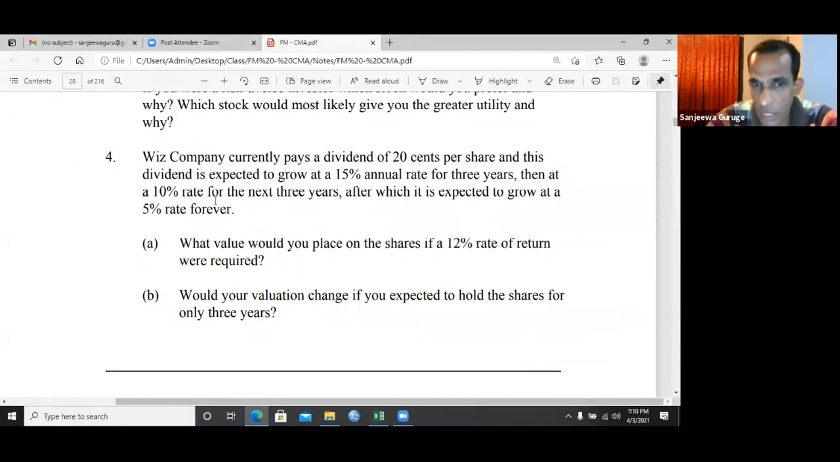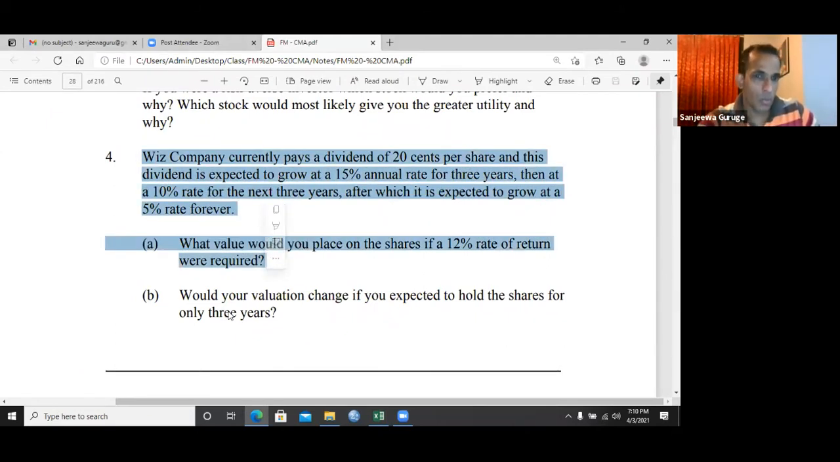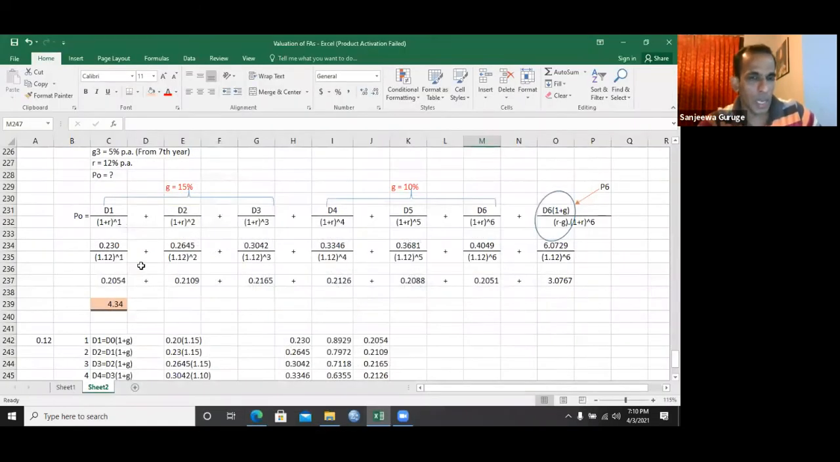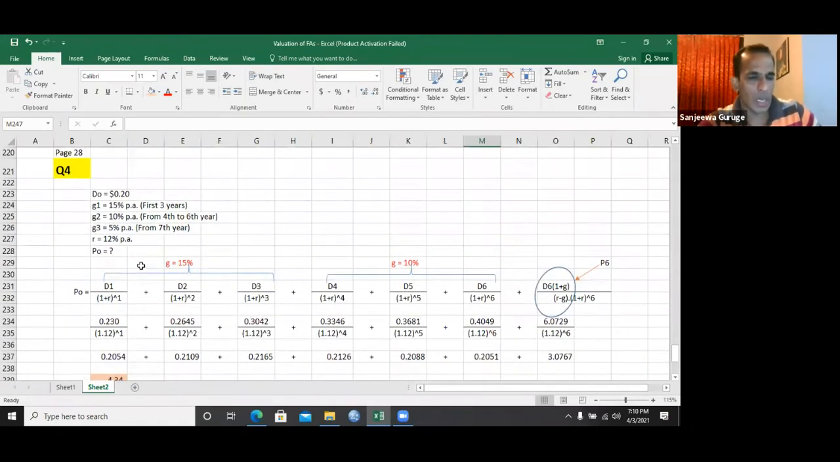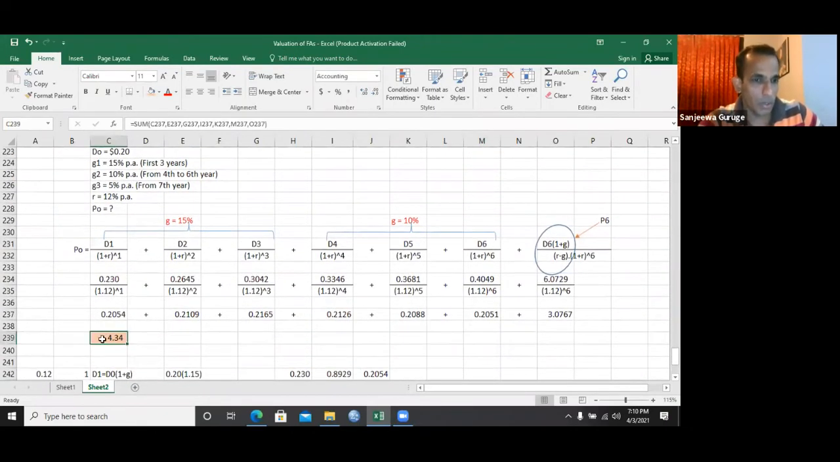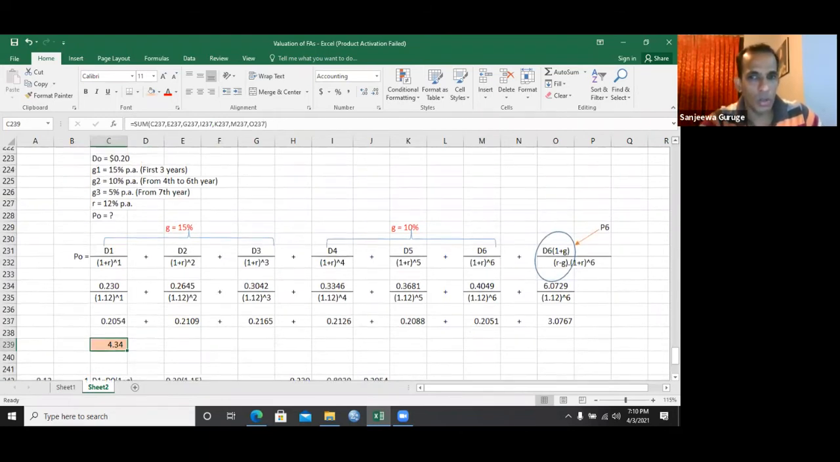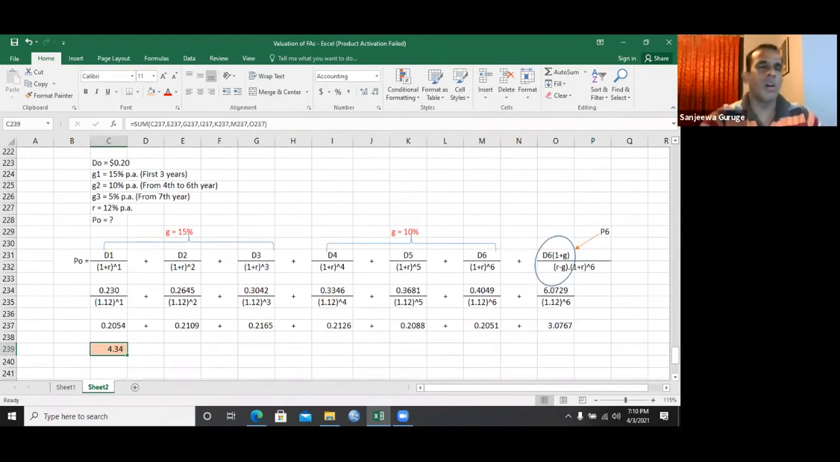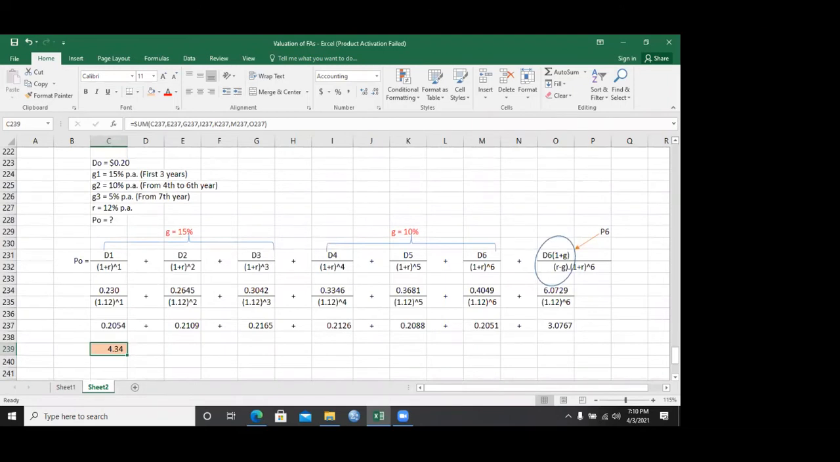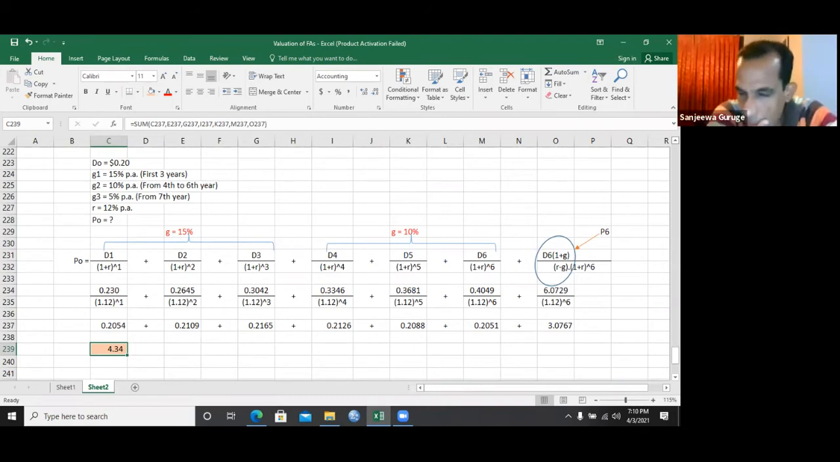So this is the price we estimated based on this information. The question is, would your valuation change if you expect to hold the shares for only 3 years? You are planning to buy this share, hold it for 3 years and sell. The valuation, that means the amount you calculated here, will change or no? It will change. Sorry? The value will change. The value will change. Any other answer?